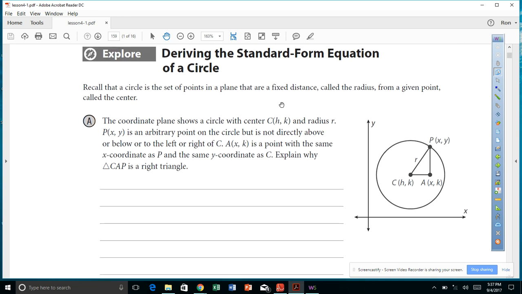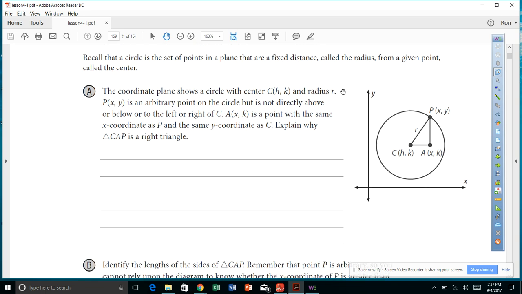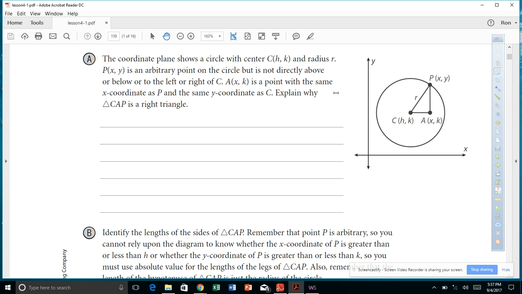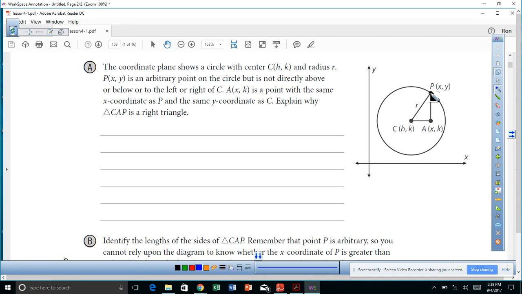Deriving the standard form equation of a circle. Recall that a circle is a set of points in a plane that are a fixed distance, called the radius, from a given point, called the center. The coordinate plane shows a circle with center (h, k) and radius r. P(x, y) is an arbitrary point on the circle, but is not directly above or below or to the right of C. So this point P(x, y) right here.